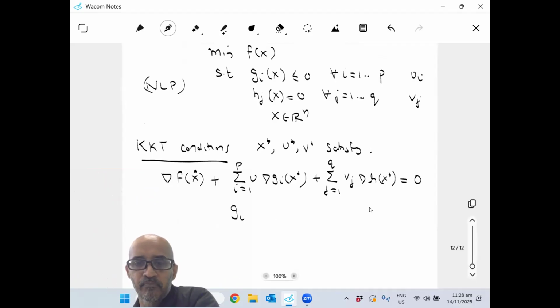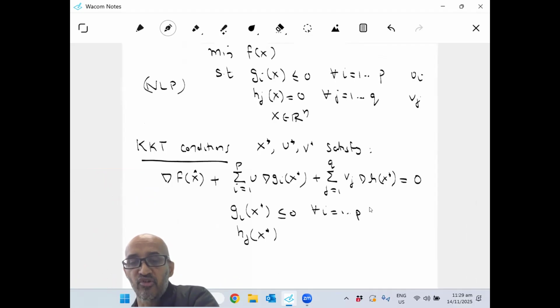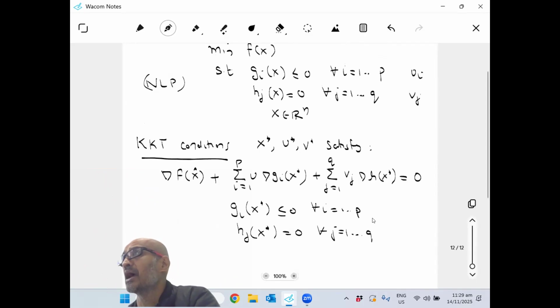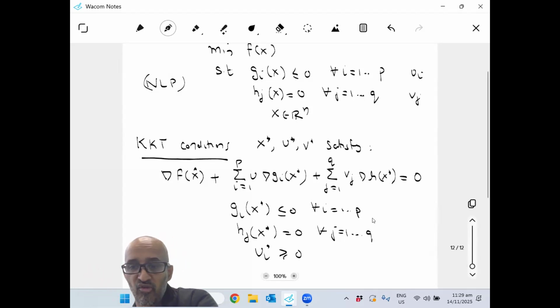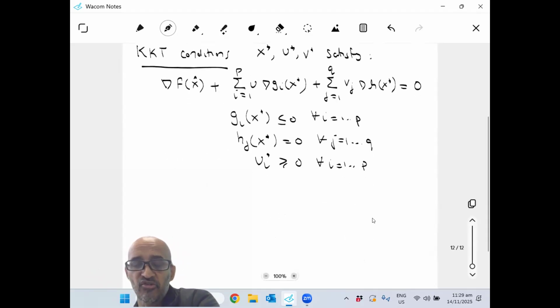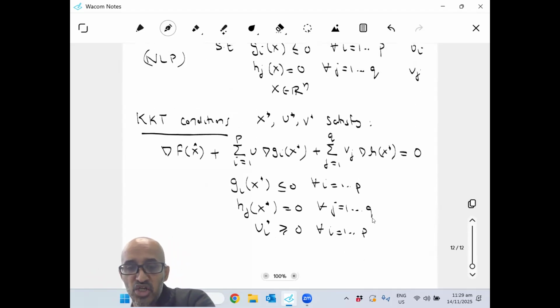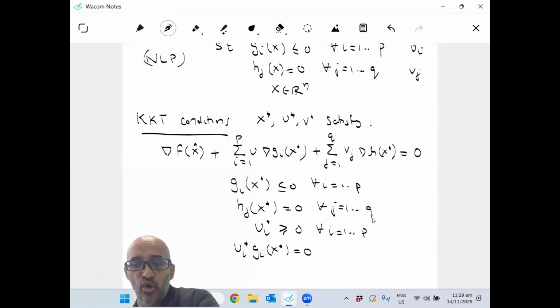You have primal feasibility. Dual feasibility. Primal feasibility still. And then you have essentially complementary slackness type conditions. Firstly, the dual variables have to be non-negative for the less than or equal to constraints. They are free for the equality constraints. And then you have complementary slackness type conditions, which basically say that u_i star times g_i of x star is equal to 0.